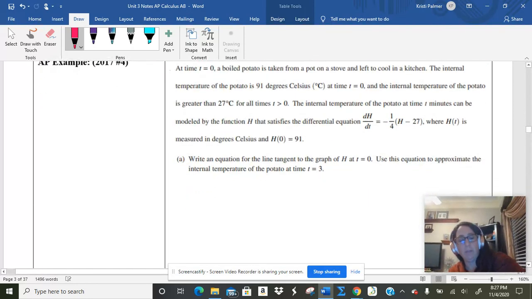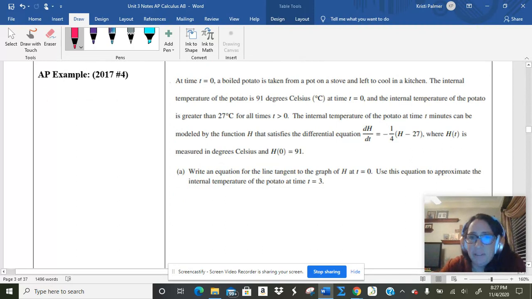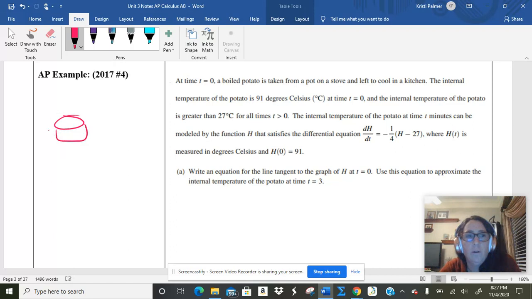Okay, let's try this AP example. 2 examples left. These AP examples crack me up. A boiled potato. Okay, at time t equals 0, a boiled potato is taken from a pot on the stove. Oh, so I got this pot on a stove. I got my potatoes in here. Okay, need some steam. Okay, and so this boiled potato is taken out of the stove and it's left to cool. Let's go ahead and put it on a plate. Get these eyes on the potato.